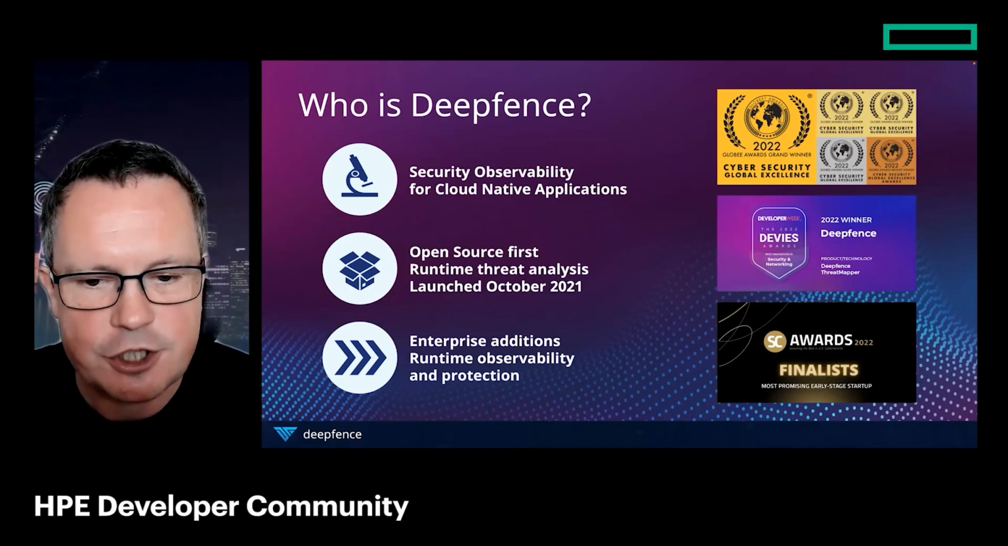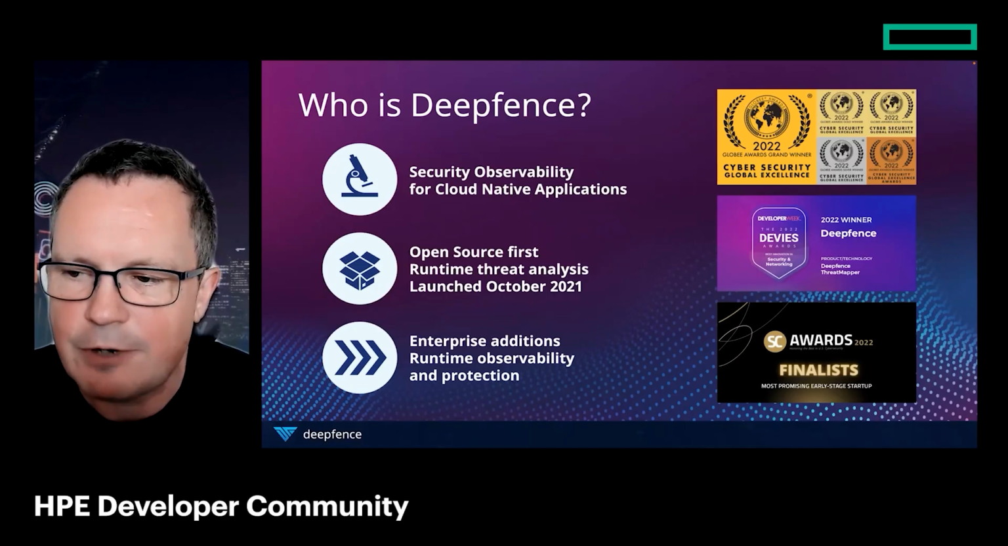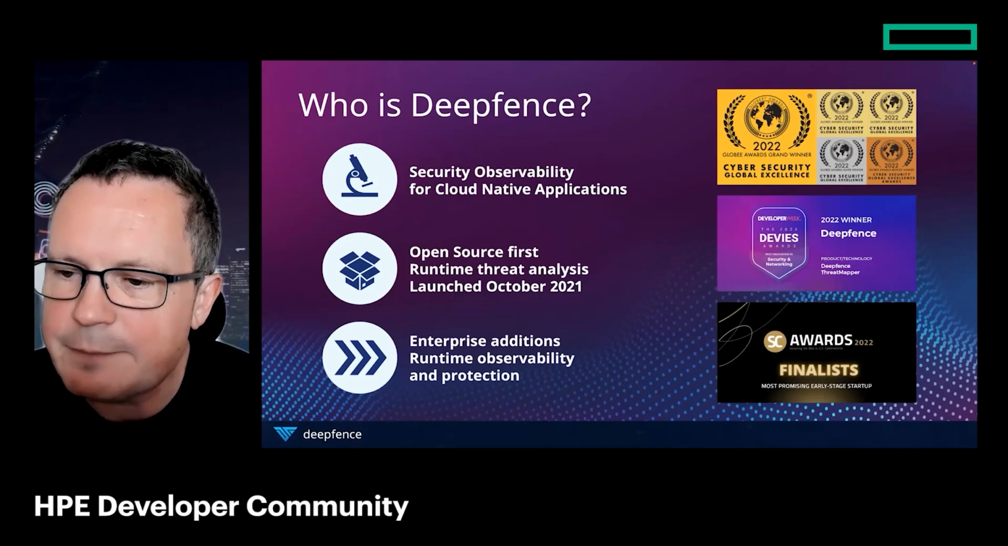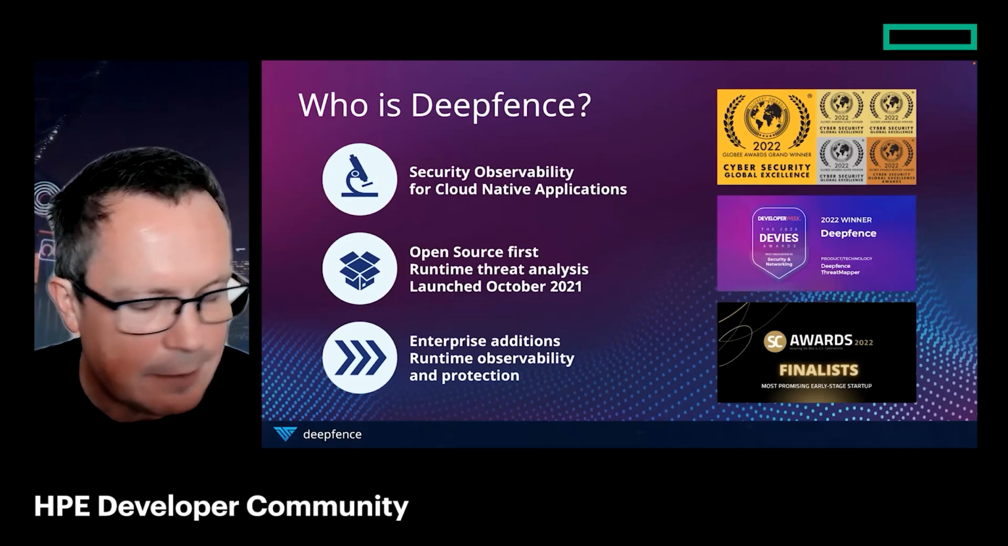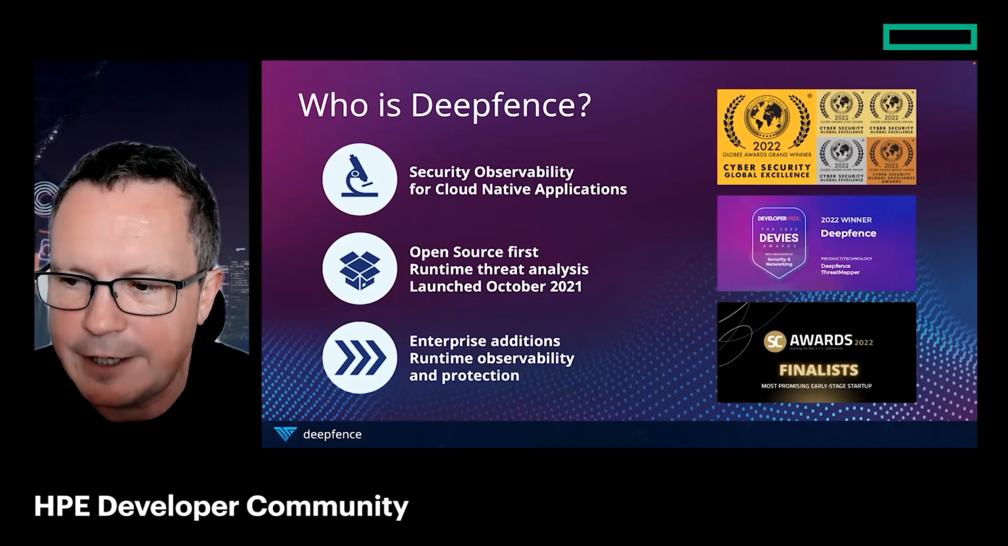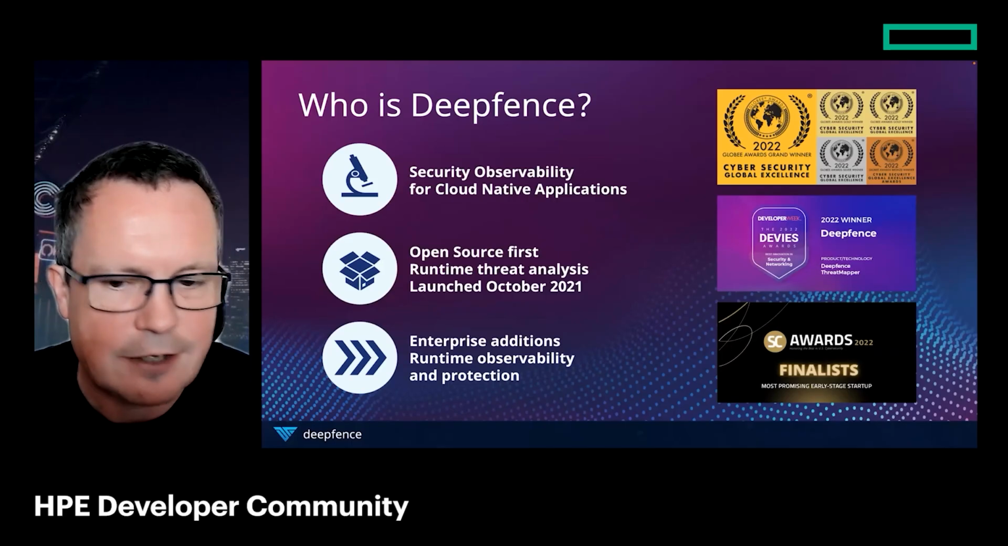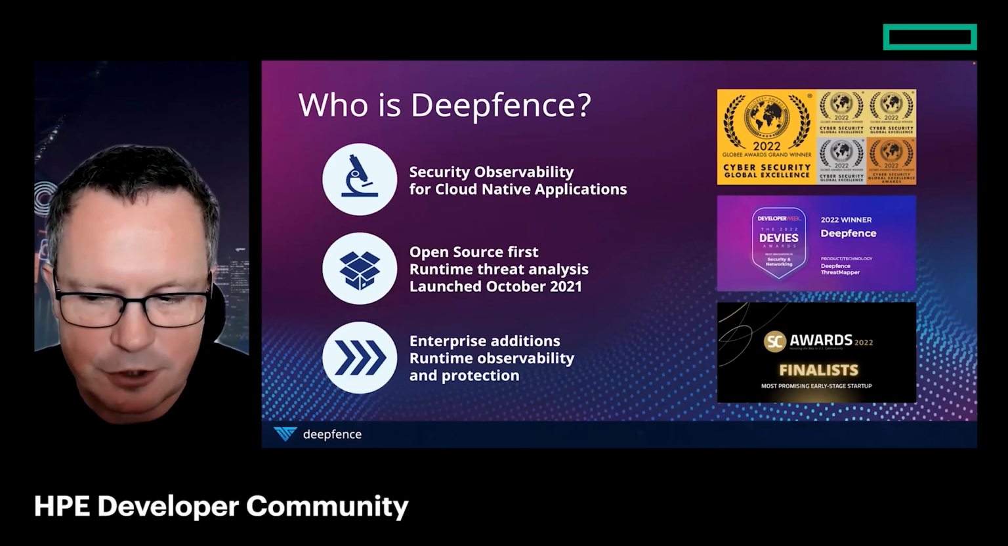We are open source first. We launched our runtime threat analysis project, ThreatMapper, in October of last year, and that's the project that I'm going to spend time sharing with you today, talking about how you can find the risks of vulnerabilities in production, and then how you can track those down so you know what to fix first.